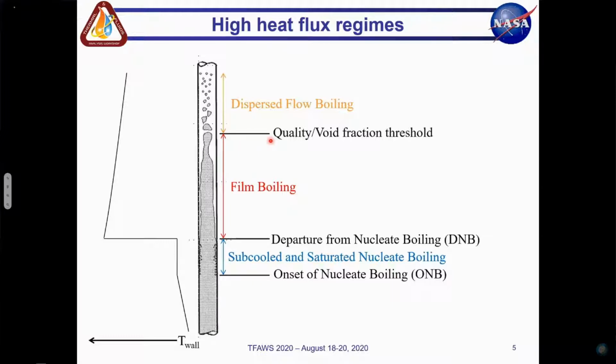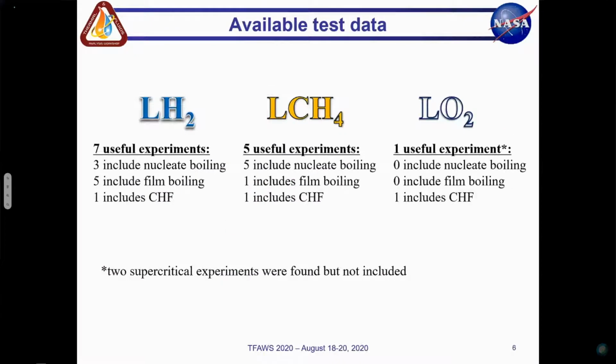We now enter the regime known as film boiling, which some of you are, I'm sure, familiar with. Up here, there is a model to determine where we transition from film boiling to dispersed flow boiling, but that happens somewhere in the channel. Anyway, that's really all I wanted to say about the different heat transfer regimes for flow boiling. Just keep in mind as I continue that there are three separate zones or regimes that we need to account for in order to appropriately model boiling.